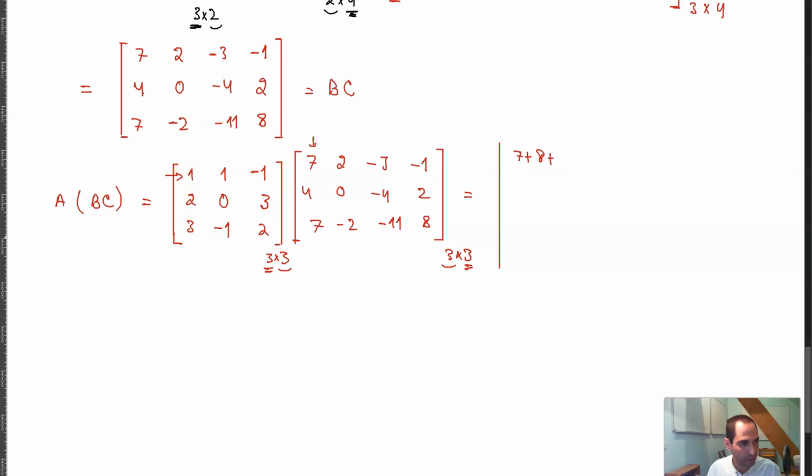actually I made a mistake here. So you have this row and this column. So 1 times 7 is equal to 7, and 1 times 4 is equal to 4, and negative 1 times 7 is equal to negative 7.